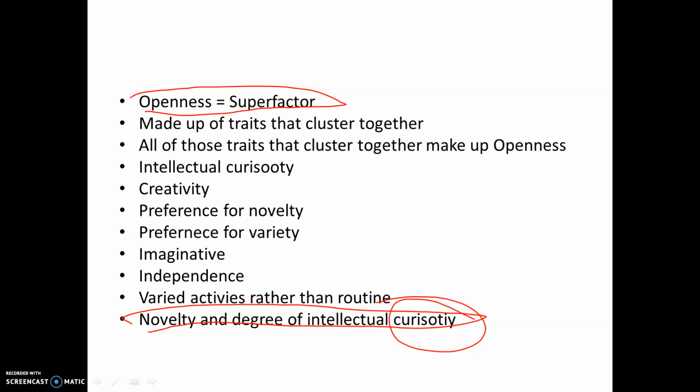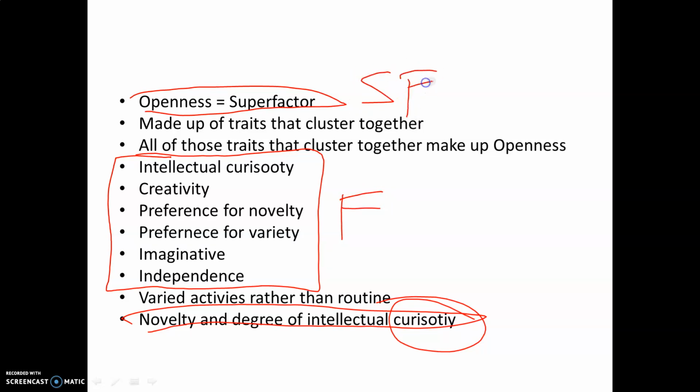So basically the test is going to give questions that are going to try to see how intellectually curious people are, how creative they are. And what we find is that people who score high on openness tend to really value and score high either in these questions or to exhibit behaviors that are highly creative, highly imaginative, right? So these are all the little factors that make up the super factor called openness.